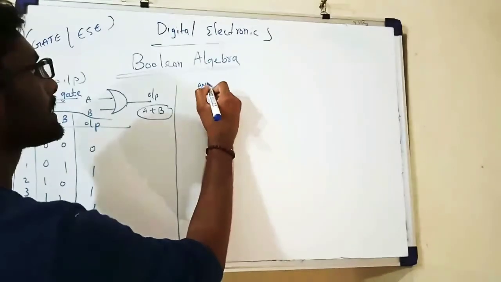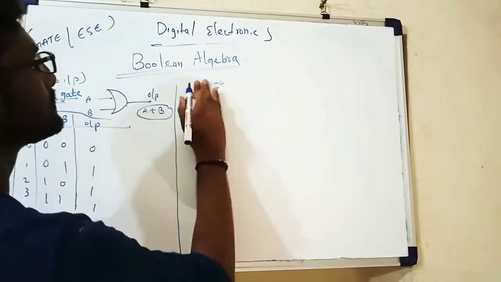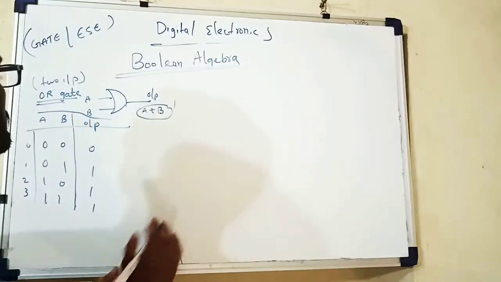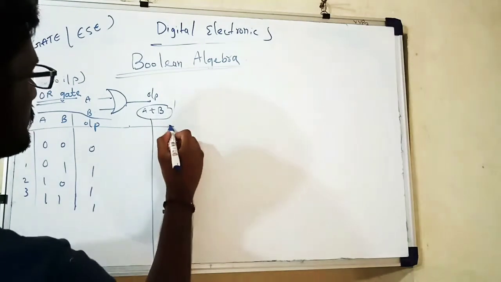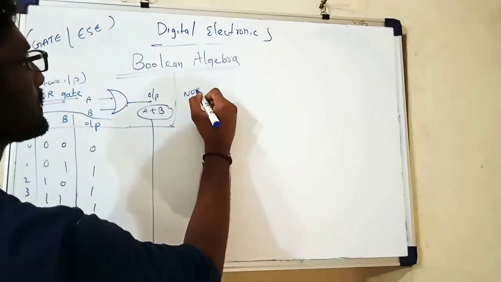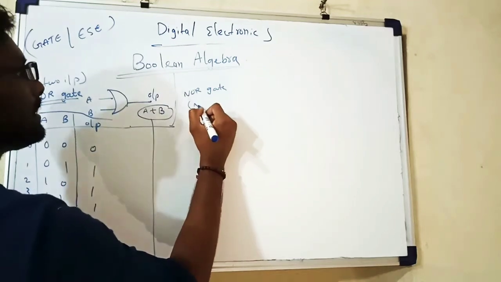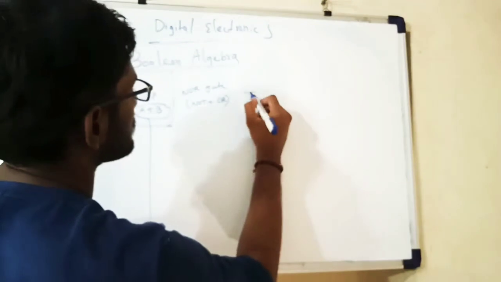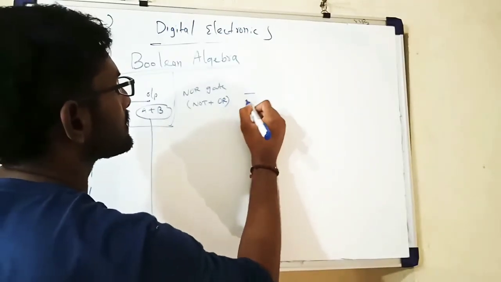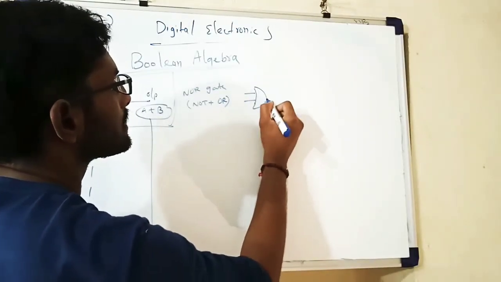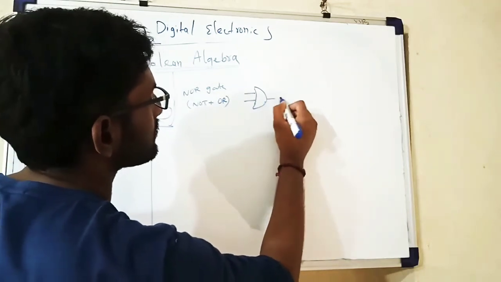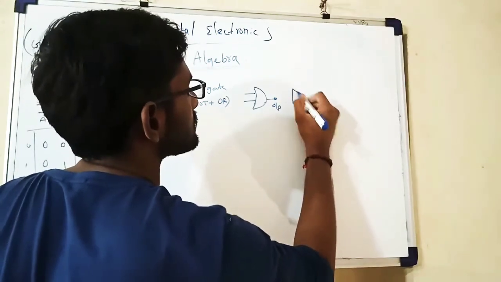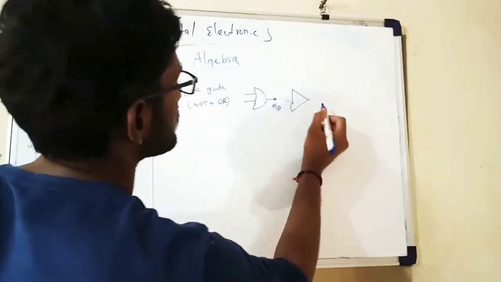Now the second one is the NOR gate. Side by side I am writing both gates: this is the OR gate, and this is the NOR gate. The NOR gate is nothing but the OR gate plus the NOT gate. Now we have seen the OR gate. If we give the output of this OR gate to the input of a NOT gate, this is the NOT gate.